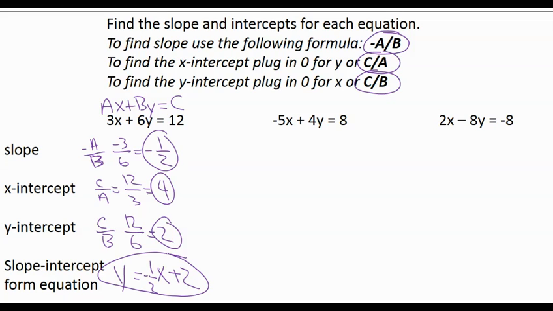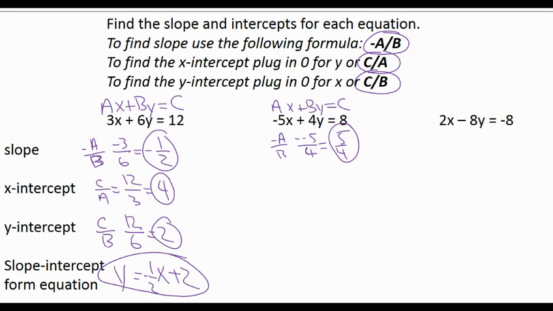All right, let's look at our next one here. Negative 5x plus 4y equals 8. So let's find the slope. It would be negative a over b. So that would be negative 5 over 4, because my a is negative 5, my b is 4, and my c is 8. So negative 5 over 4, when you're at a negative, the negatives cancel out, and it's just 5/4. So my slope is 5/4.